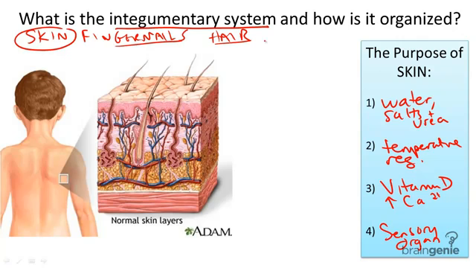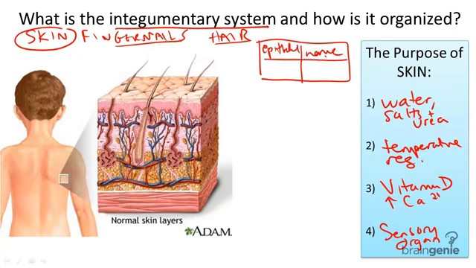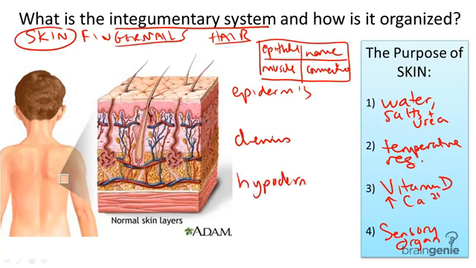So what is skin made of? Well, four types of tissue. One is called epithelial tissue. It also contains nerve tissue, muscle tissue that enables movement, and connective tissue for protection. Skin can be broken down into several layers, including the epidermis, the dermis, and the hypodermis, sometimes called the subcutaneous layer.